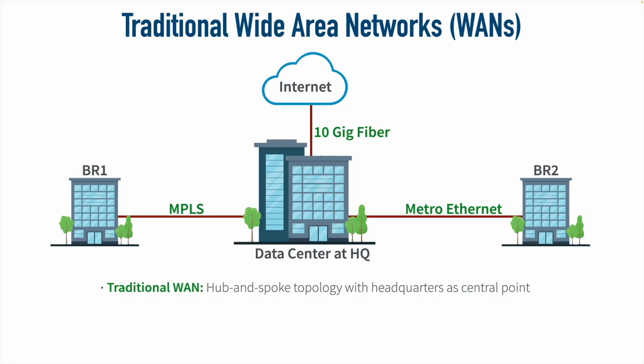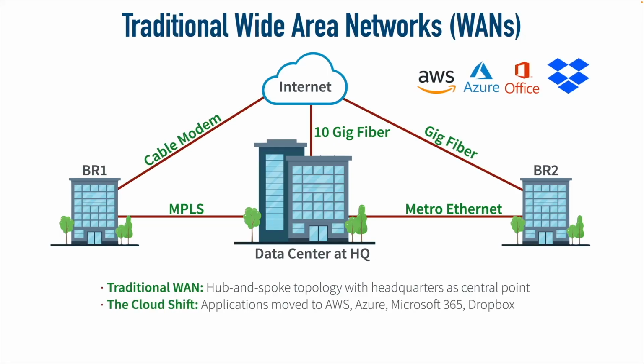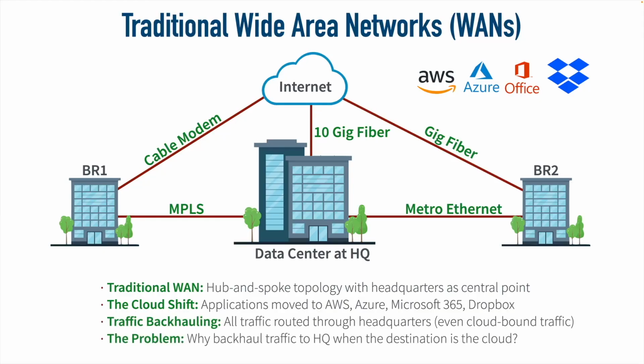But here's the thing, the world has changed a lot since then, and high-speed internet connections became much more widely available and much more economical, and suddenly applications that we need for business are not all sitting at the data center back at the headquarters. They're in the cloud. We have things like Microsoft 365, Salesforce, AWS services, Dropbox, you name it. So why, for example, should a branch office in Denver send its Microsoft Teams traffic all the way back to the headquarters in Atlanta, only to then go out to the internet? That's called traffic backhauling, and it is incredibly inefficient.